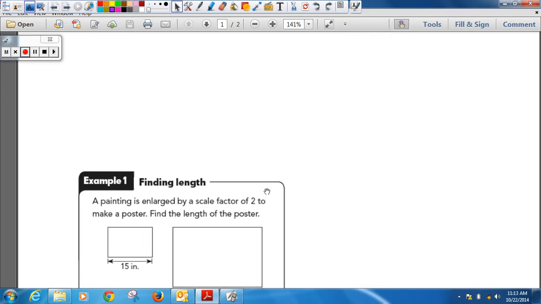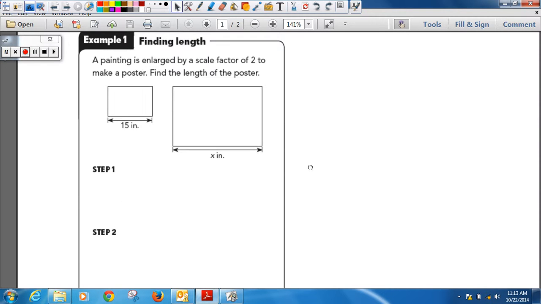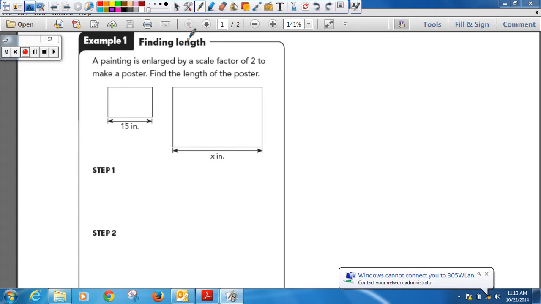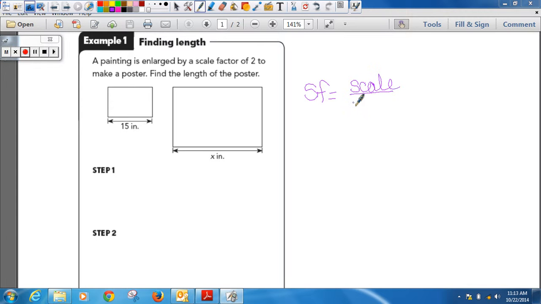Our second example is asking us to find the length. It says a painting is enlarged by a scale factor of 2 to make a poster. Find the length of the poster. Step 1 is always going to be to set up our ratio. So again, we have the scale factor is equal to the scale over the actual. And I'm going to fill in the things I know. I know that the scale factor is 2.